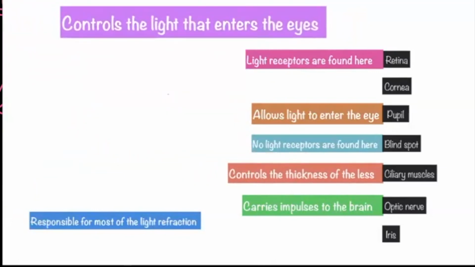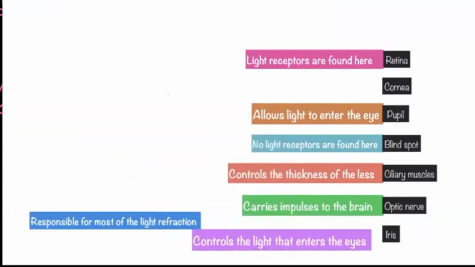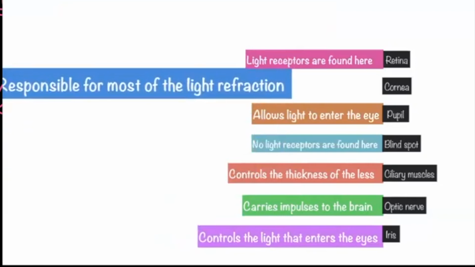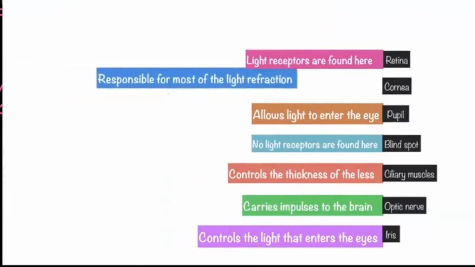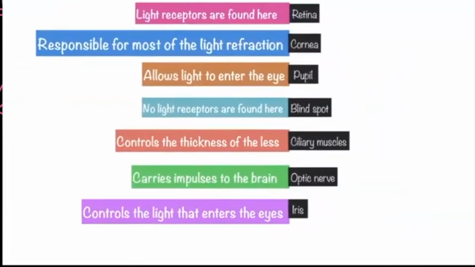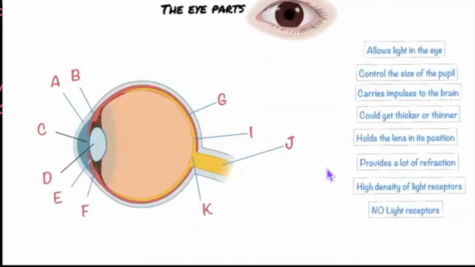Controls light that enters the eye. So what am I going to call the part that changes the size of your pupil? This is the iris, right? Finally, responsible for most of the light refraction. Most of your light refraction takes place inside the cornea, not the lens, it's the cornea, all right? Is this clear? Okay, so let's try this one last time.